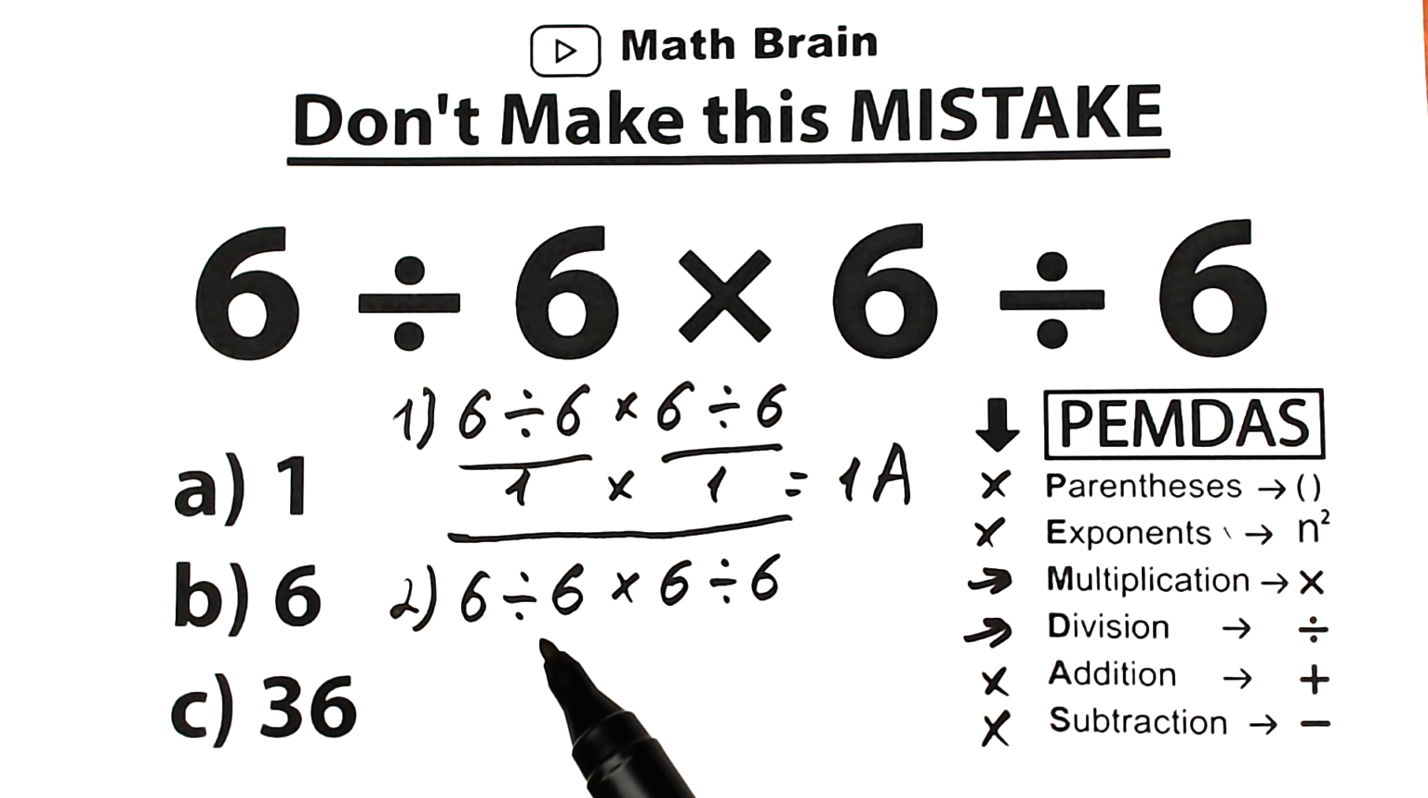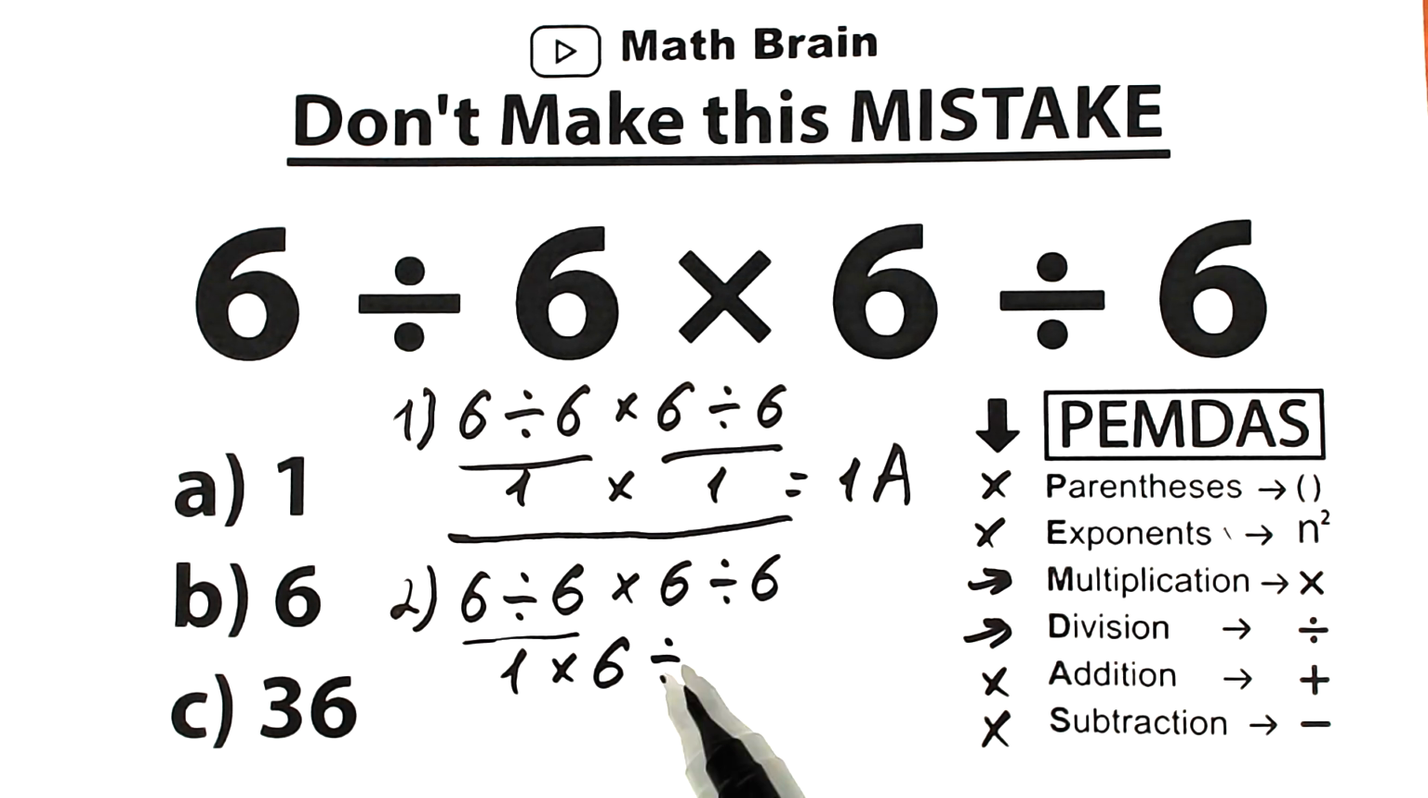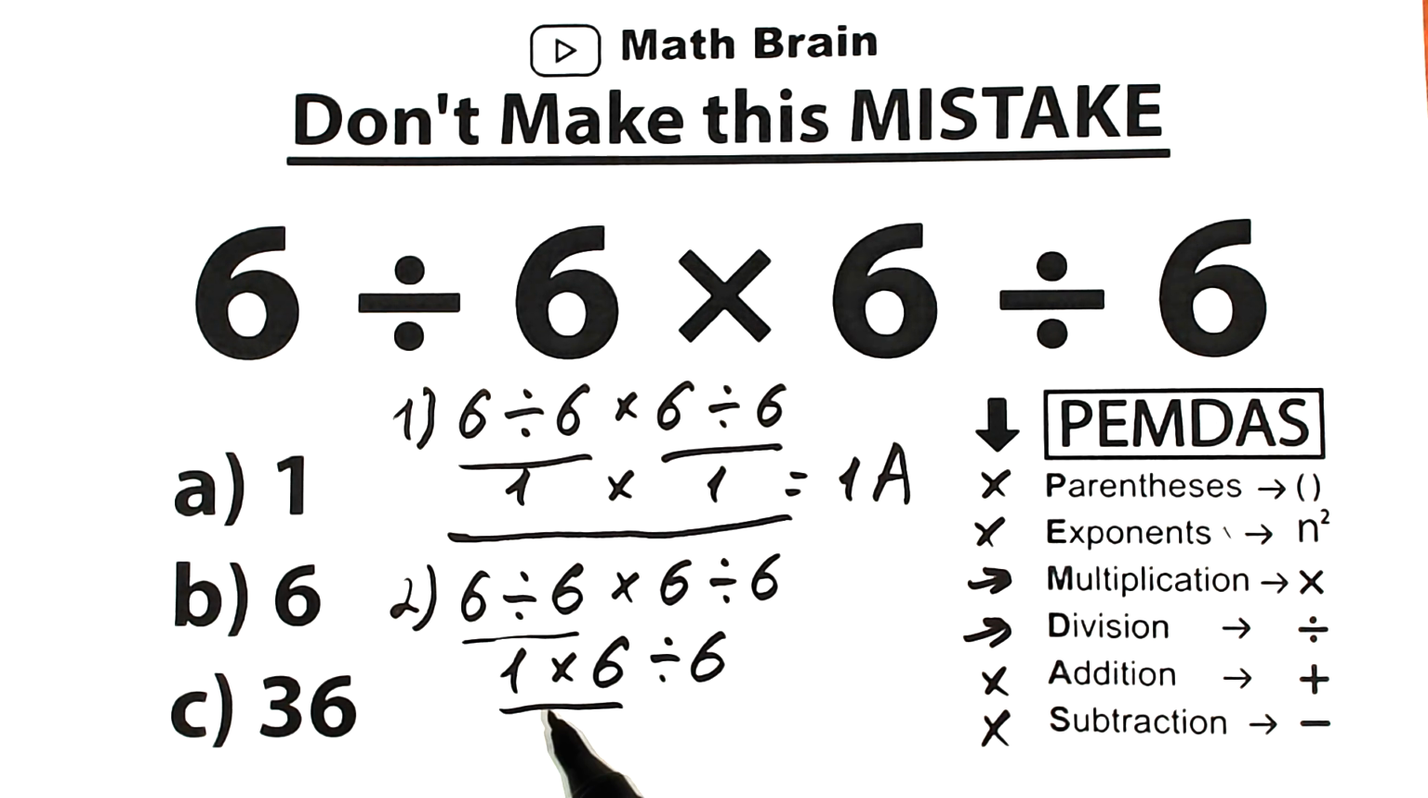We should solve the challenge in a strict order from left to right. What is the first sign from left to right? Division. 6 divided by 6 is equal to 1. Then 1 times 6 divided by 6. What is our second step? Multiplication or division? Our second step is multiplication, because the multiplication sign is the first sign from left to right. We should solve the challenge in a strict order from left to right. 1 times 6 is equal to 6. And our last step is division. 6 divided by 6 is equal to 1.